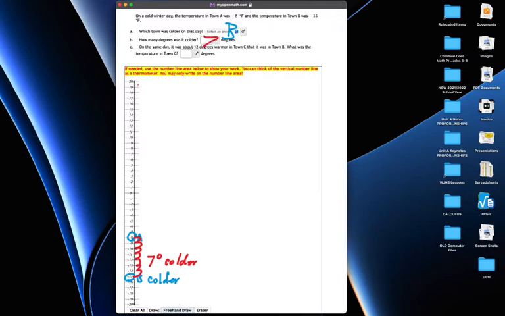And then for part C, it says on that same day, it was 12 degrees warmer in town C than it was in town B. So we're comparing to town B here. So 1, 2, 3, 4, 5, 6, 7, 8, 9, 10, 11, 12. There would be town C at negative 3 degrees.